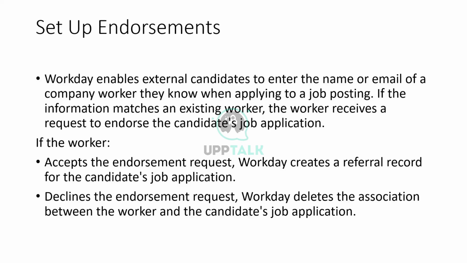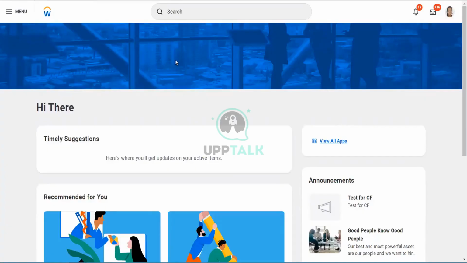Then how to set up endorsement. I've told you, right? You need to add a step to send the request and then endorse the candidate BP that should be created. Today, I wanted to start with the agency concept. You might have seen a lot of companies now hiring third-party consulting firms or agencies to find candidates for them and give them to the organization.